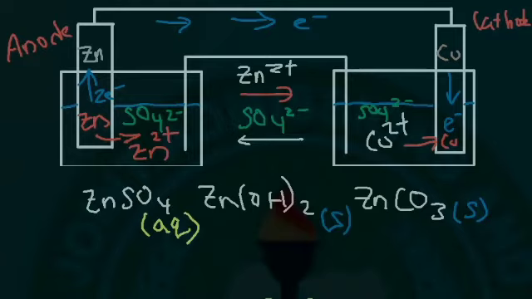Make sure you remember that for this particular course. Cations travel towards the cathode. Anions, which are negatively charged, travel towards the anode. So those are the basics behind the electrochemical cell. That's how it works.